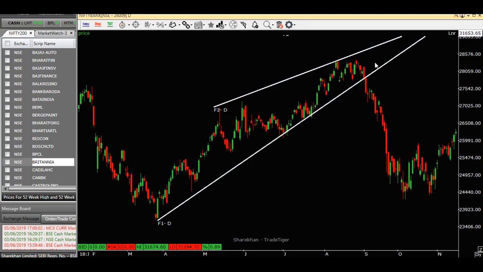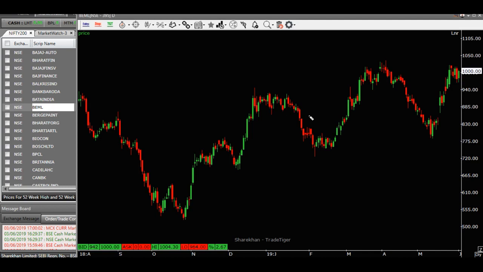And when you get that, and you see the pattern looking like a wedge, then we will take our entry right on the breakout, with the first swing low as my first target and the second swing low as my final target. And eventually in this case our target is achieved. So this was a rising wedge. Let's look at a falling wedge pattern.